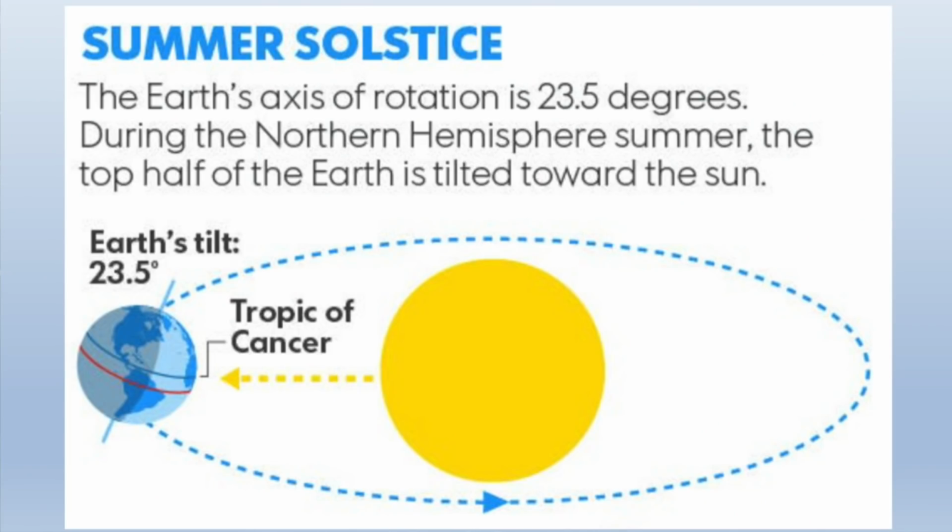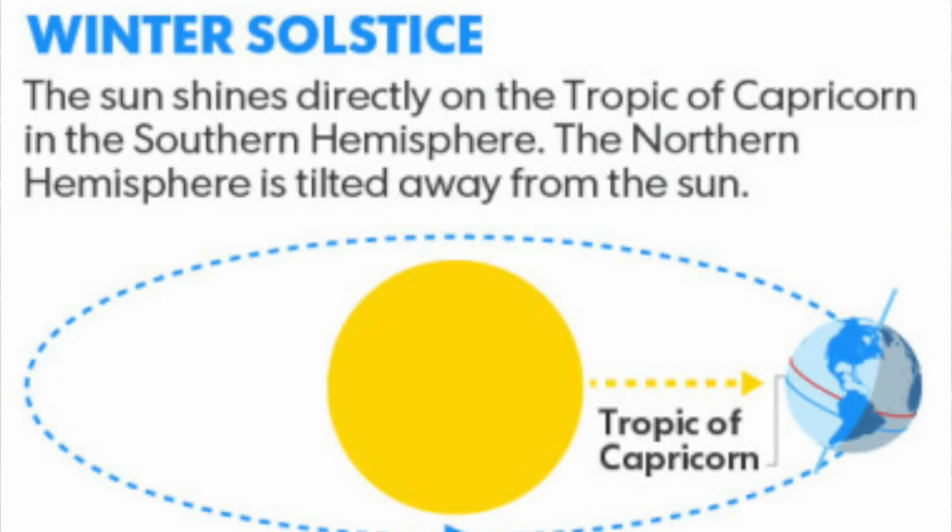So what's the difference between a solstice and an equinox? Well, during a solstice, the sun is at its greatest distance from the equator. When the northern hemisphere is tilted towards the sun, it's radiating at the Tropic of Cancer. And when the northern hemisphere is tilted away, the sun is radiating at the Tropic of Capricorn and not at the equator. That is a solstice, winter and summer solstice.